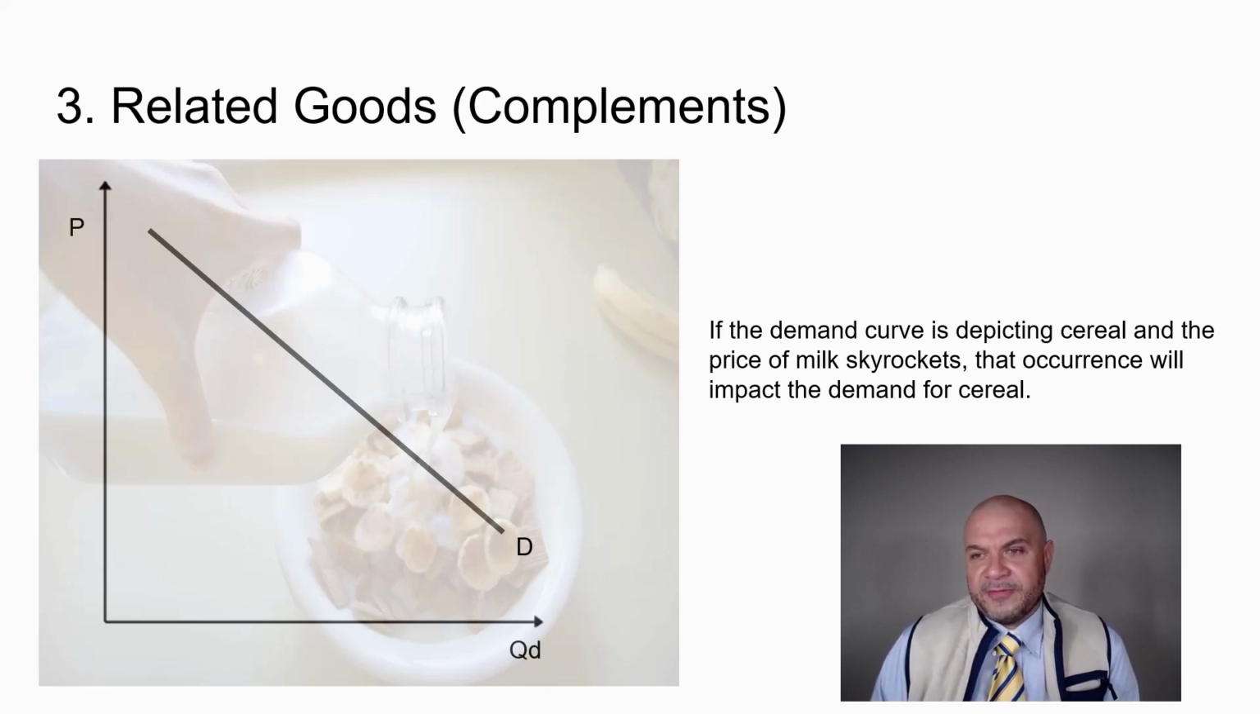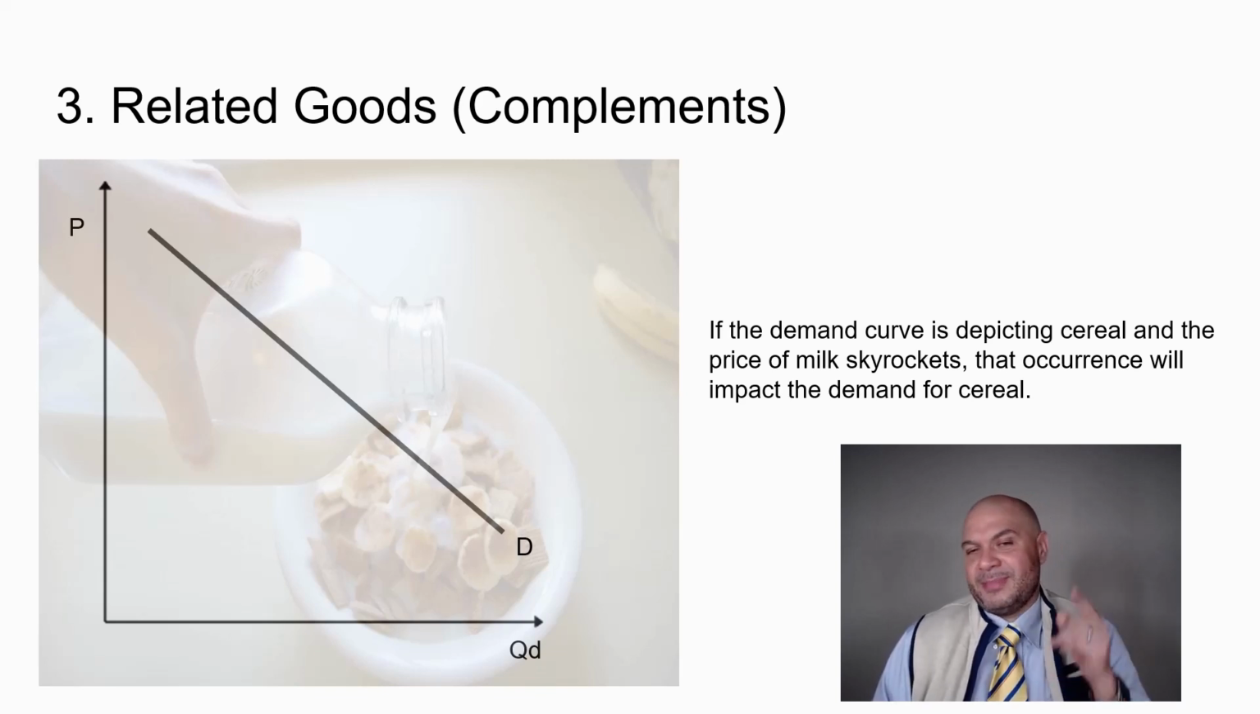If the demand curve is depicting cereal and the price of milk skyrockets. So this demand curve is for the item of cereal, right? So if the demand curve is depicting cereal, which it is, and the price of milk skyrockets, that occurrence will impact the demand for cereal. How? So what's happening here?